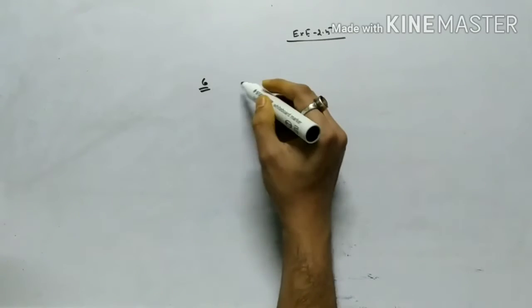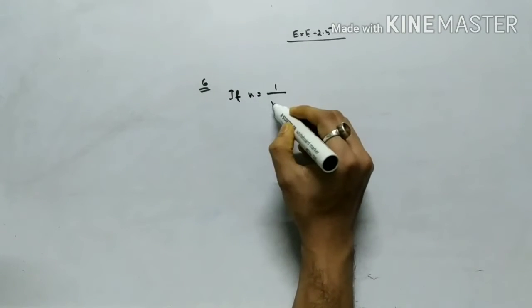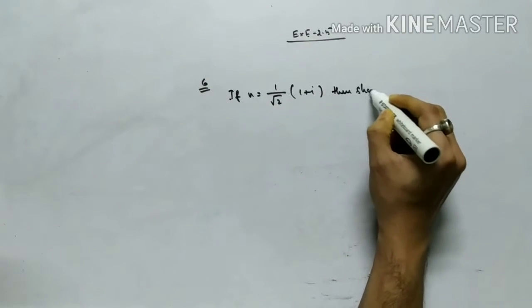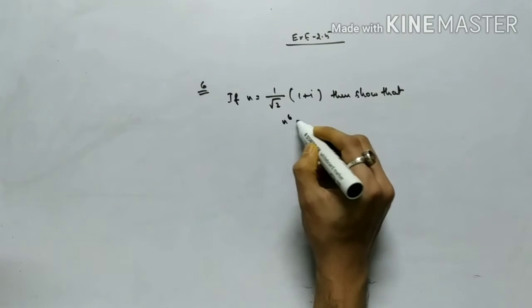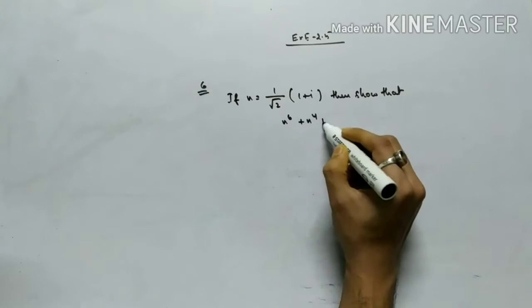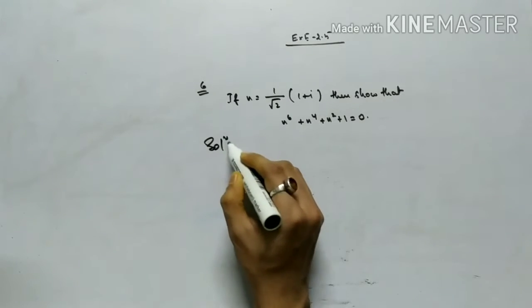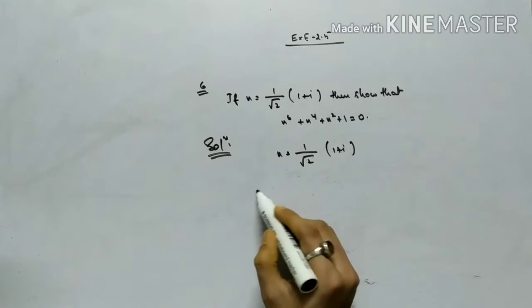Next you see question number 6. If x is equals to 1 by root 2 into 1 plus i, then show that x to the power 6 plus x to the power 4 plus x square plus 1 is equals to 0. So in here x is equals to 1 by root 2 into 1 plus i, this is given.